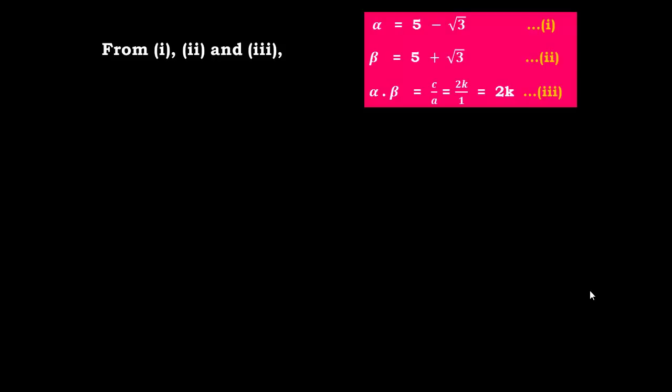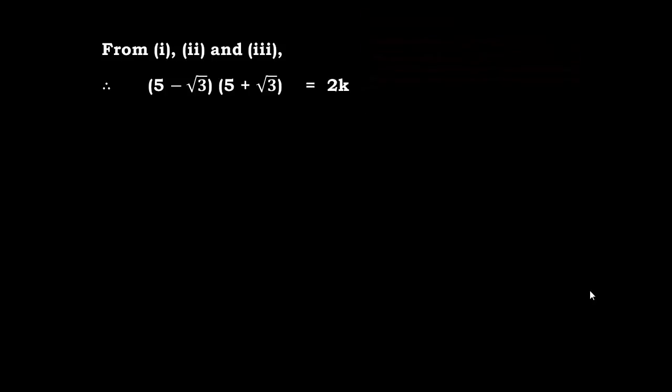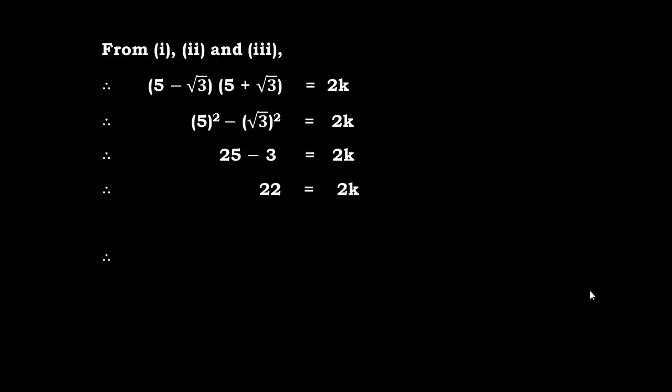So alpha into beta, that is (5 minus root 3) into (5 plus root 3), is equal to 2k. Now see student, we can apply (a minus b) into (a plus b). We get a square minus b square, that is 5 square minus root 3 square is equal to 2k. 5 square is 25 and root 3 square is 3. So 25 minus 3, 22, is equal to 2k. k is equal to 11. So we have the value of k is equal to 11.